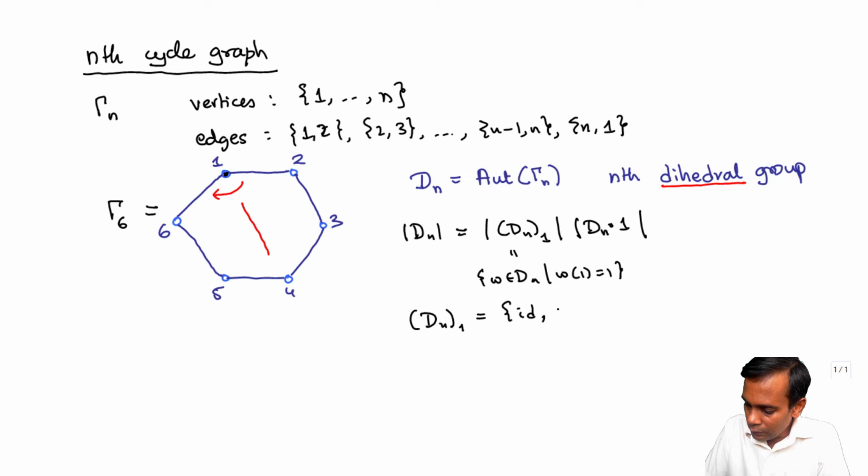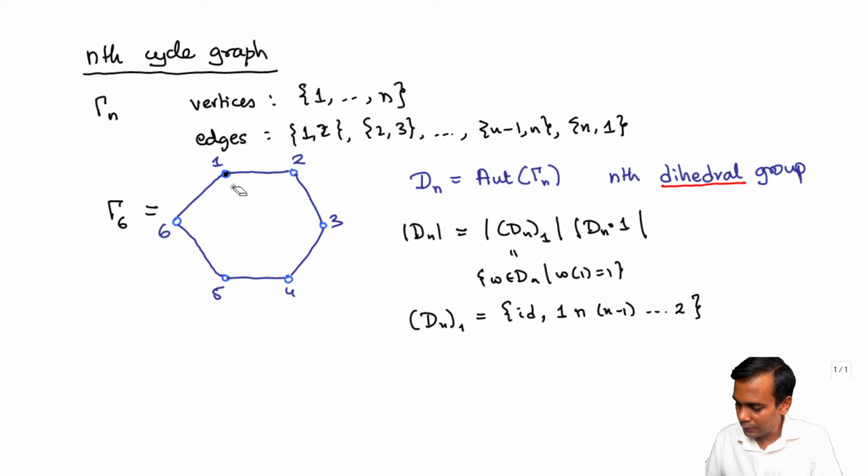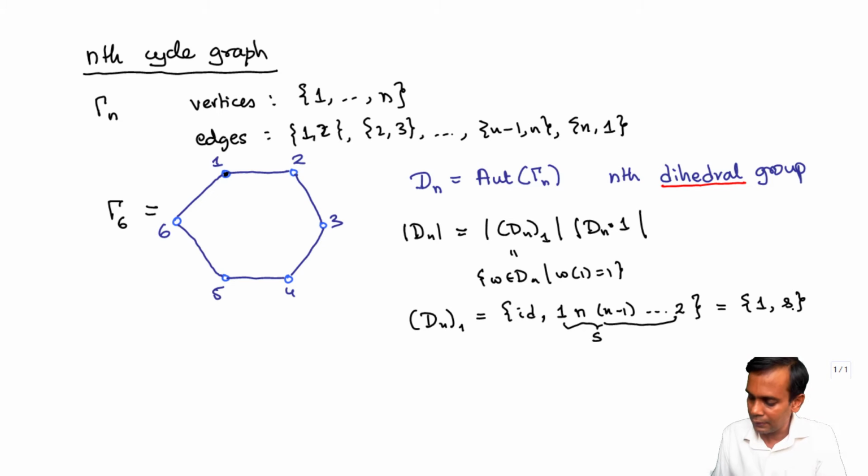It takes 1 to 1, it takes 2 to n, it takes 3 to n minus 1, and so on, and it takes n to 2. It interchanges 2 and n, it interchanges 3 and n minus 1, and so on. So that's the element. I'll just call this element s. So this is the stabilizer, 1 comma s.